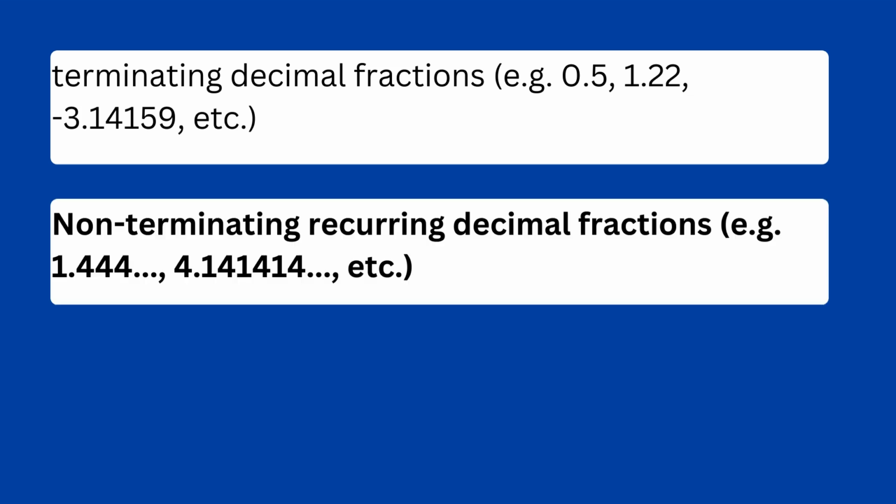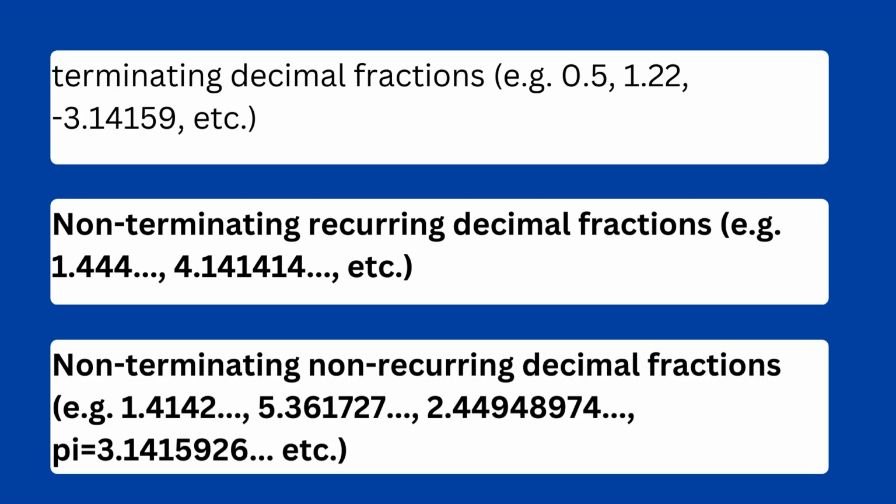The second type of decimal fraction is non-terminating recurring decimal fractions, in which a group of integers repeats itself after the decimal. For example, we have 1.444. There are infinitely many 4s here after the decimal, and as we can see, 4 is repeated. And then in the next example, 4.141414, we can see that a group of two integers, 1 4, is repeated every time, and there are infinitely many.